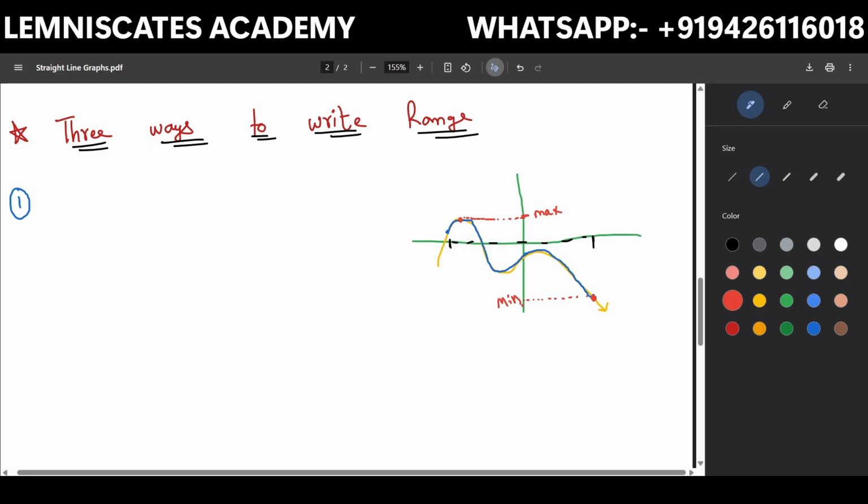So let's say you have identified what is your minimum and the maximum value, and none of them are infinity. In that case, you will always write your minimum first, whatever it is, you write that value minimum, then write maximum on the right side, and then write your output, that is your y-axis. In other words, f of x, the function.